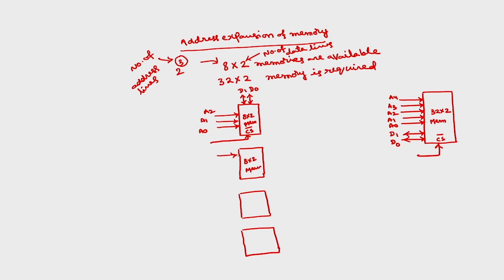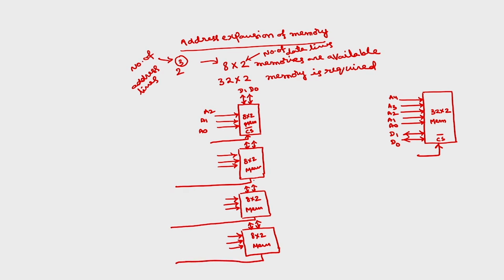Same A2, A1, A0 will be there, D1, D0, A2, A1, A0, D1, D0, and each one will be having its own chip select signal. This is the chip select signal of this, this is the chip select signal of this, this is the chip select signal of the last memory. I am assuming all are active low signals.